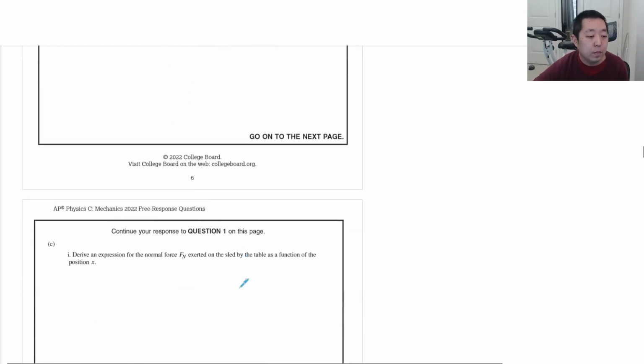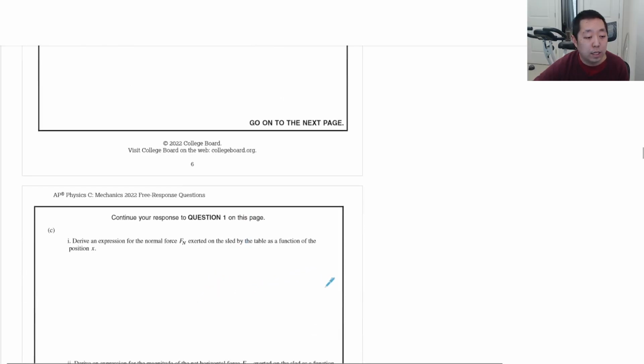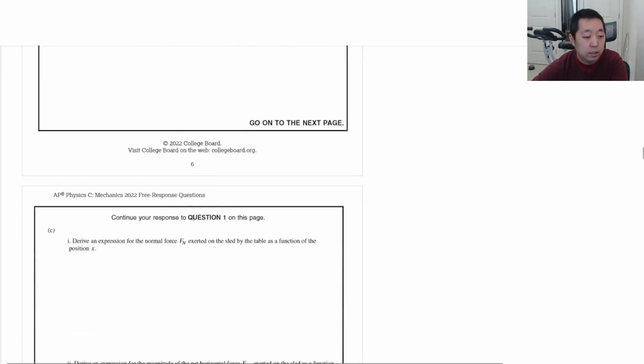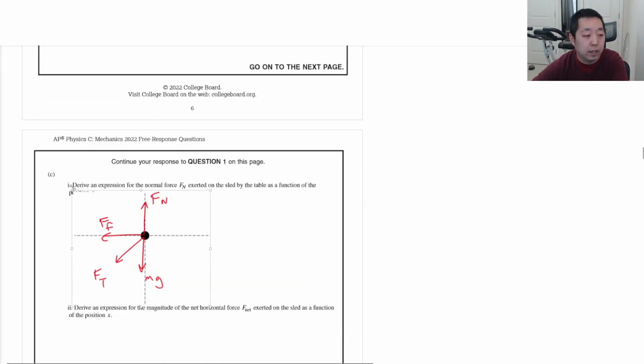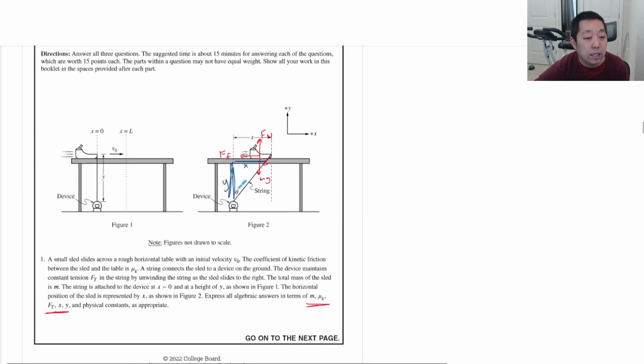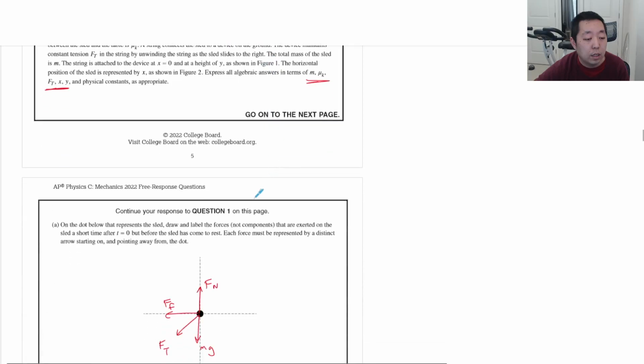Okay. Derive an expression for the normal force exerted on the sled by the table as a function of position. All right, so I'm going to grab this thing. And I think it's helpful to do the free body diagram and decompose because we're going to do net force equals ma. So I'm going to decompose the Ft into components like this. This is Ft cosine theta. This is Ft sine theta. And this is theta. Oh, is that theta? Oh, let me double check. Theta is the angle here, so it's the angle with respect to the vertical. Oh, no, this is theta, right?